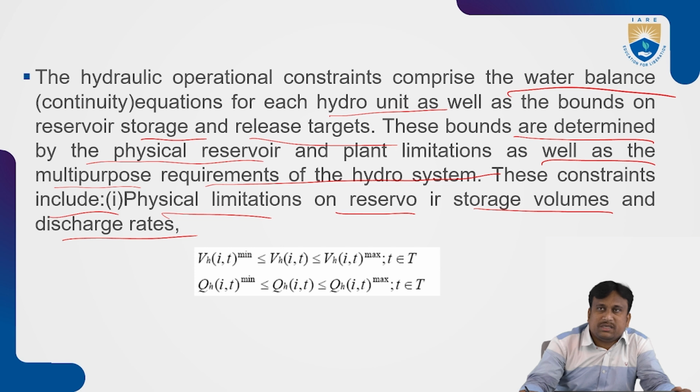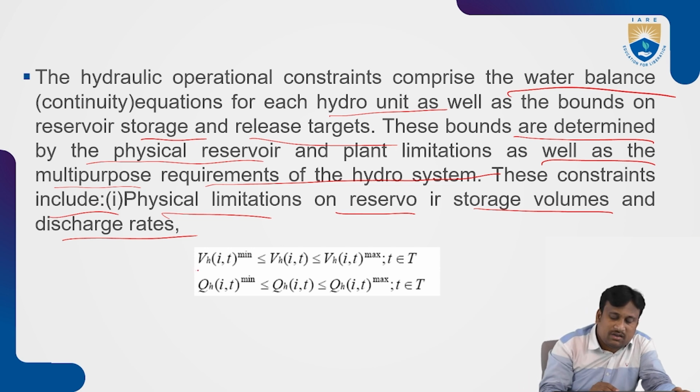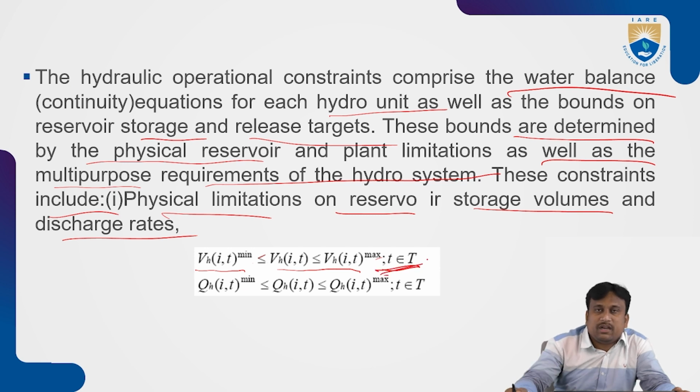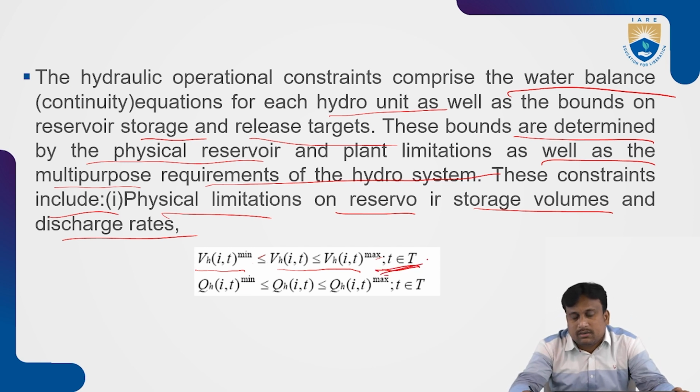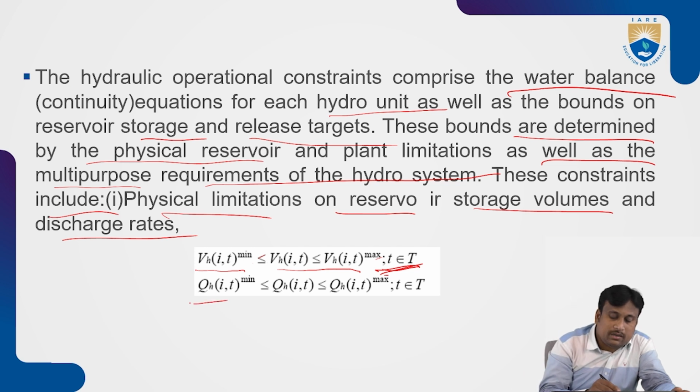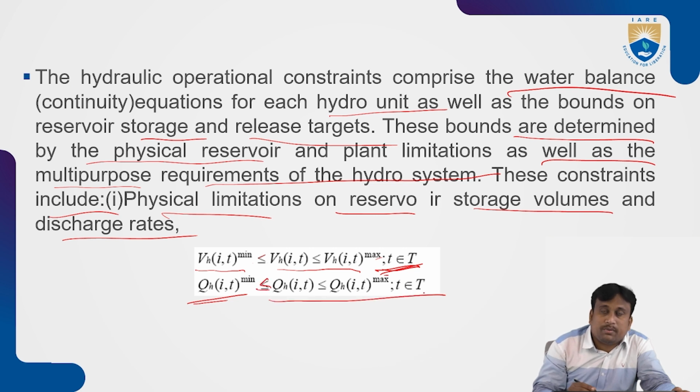Based on these constraints, one of the expressions represented is Vh(i,t) minimum less than or equal to Vh(i,t) less than or equal to Vh(i,t) maximum, for t equals 1 to T. Then for the reactive power coefficient for the idle case, Q(i,t) minimum less than or equal to the same reactive power coefficient, less than or equal to Q(i,t) maximum. They may also take t equals 1 to T.